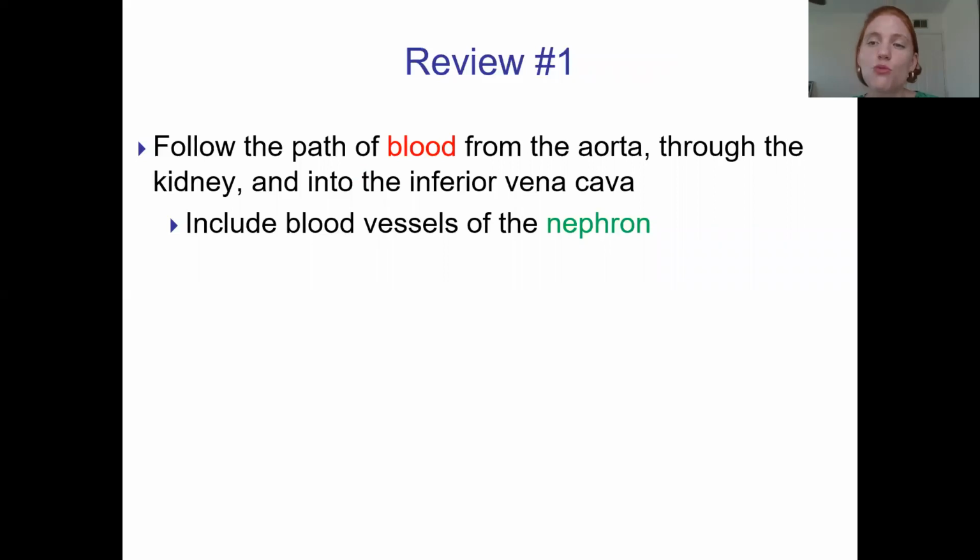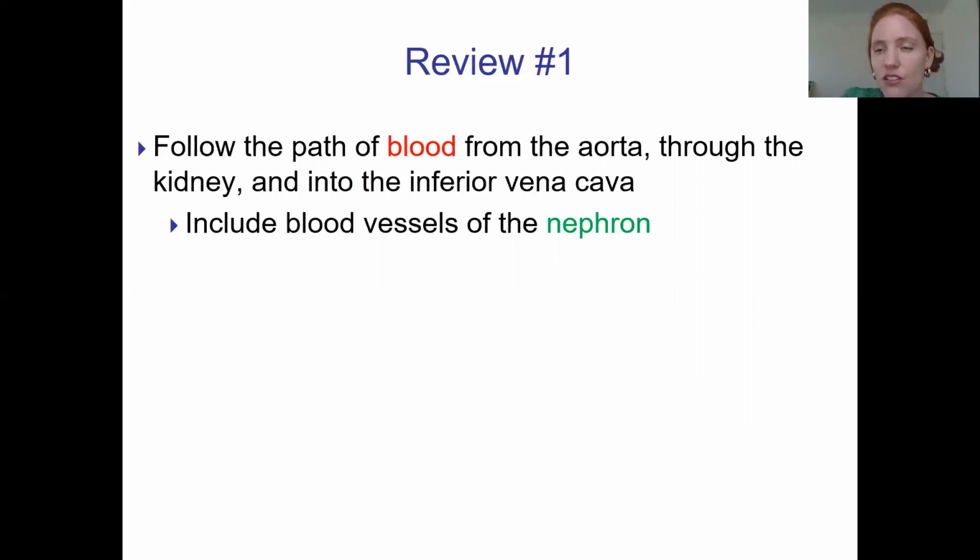What I really suggest that you do is to try to follow the path of the blood. Not just what I did in lecture, but also continue into the nephron. From the cortical radiate arteries, how do you get into the nephron? What do you go through while you're in the nephron? And then how do you come back out?